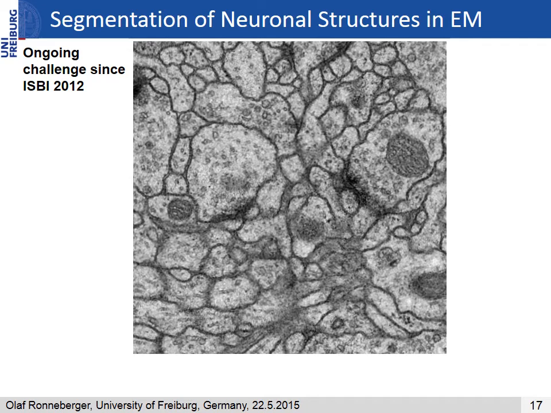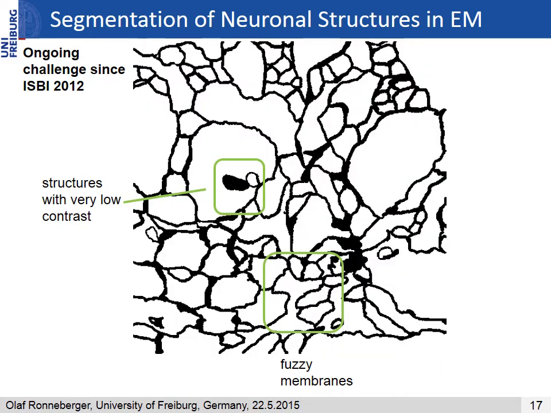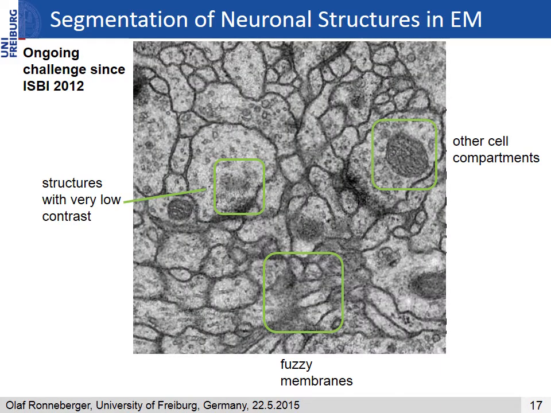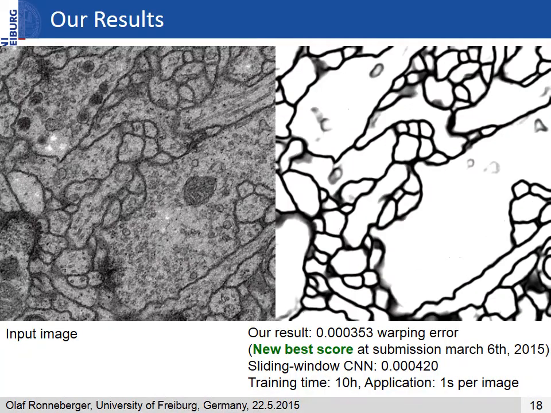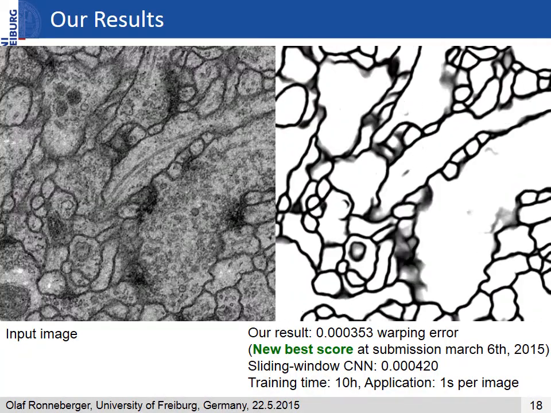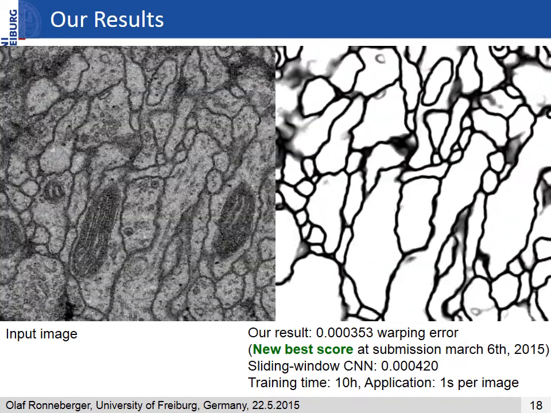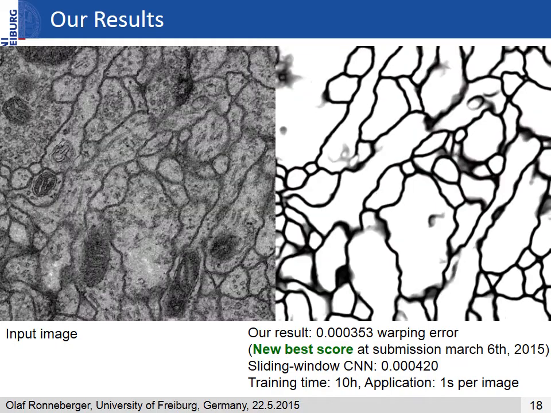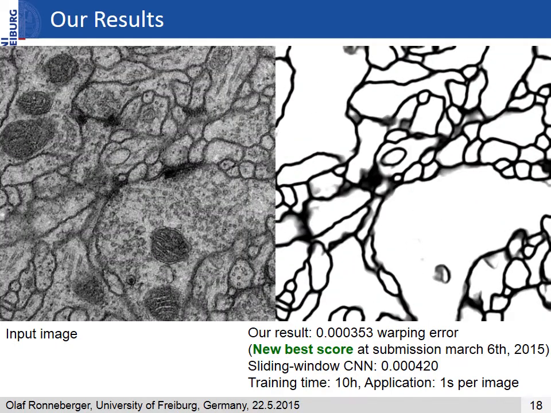We trained the UNet for the segmentation of neuronal structures in electron microscopy. The challenges in this dataset are structures with very low contrast, fuzzy membranes, and other cell compartments. We achieved a new best score in terms of the warping error, which was much better than from a sliding window convolutional neural network. Furthermore, our network is very fast. The training time was only 10 hours and the application is about 1 second per image.